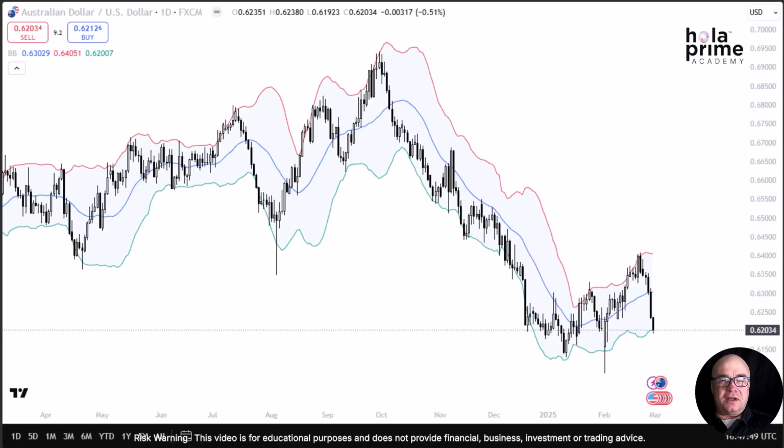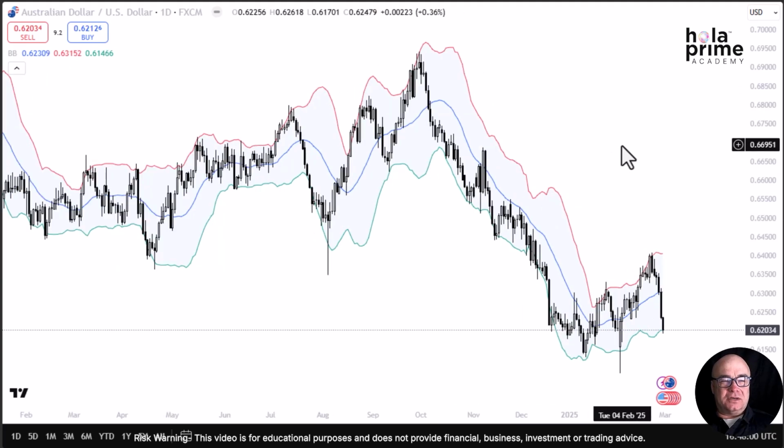So with that, let's take a look at the charts. In front of you, you have the Australian dollar US dollar currency pair, and you can see that there are three different lines here on the chart. And what these lines are is the Bollinger Band indicator. The middle line is the 20 SMA, and of course you can change all of this. And the upper line is two standard deviations higher. The bottom line is two standard deviations lower.